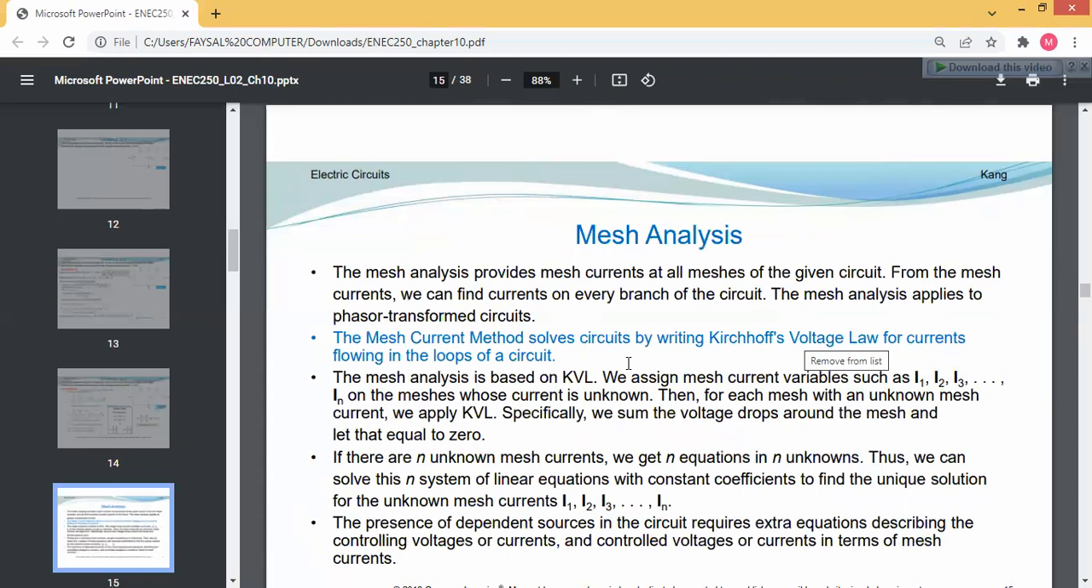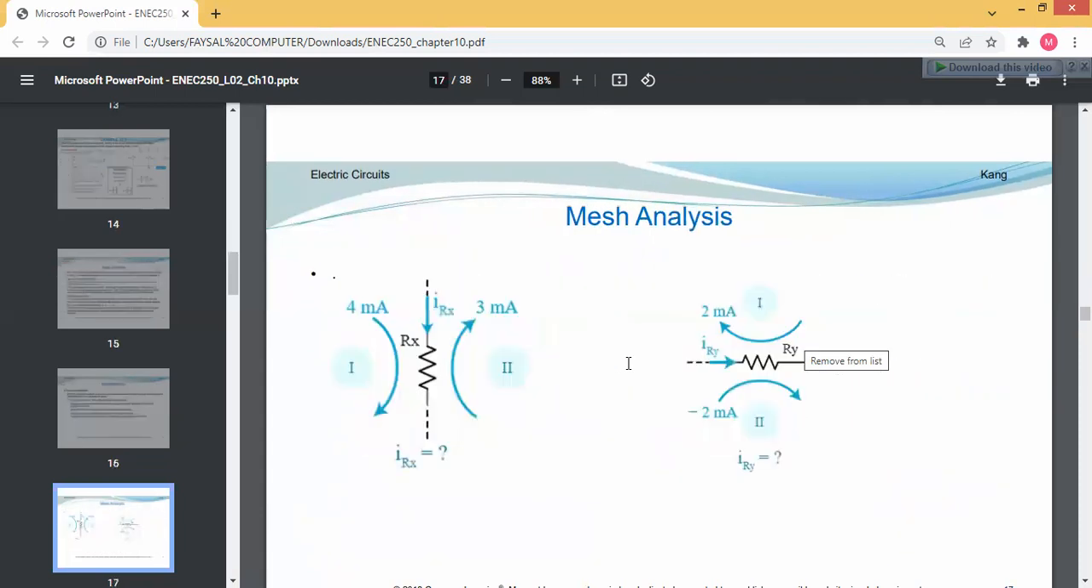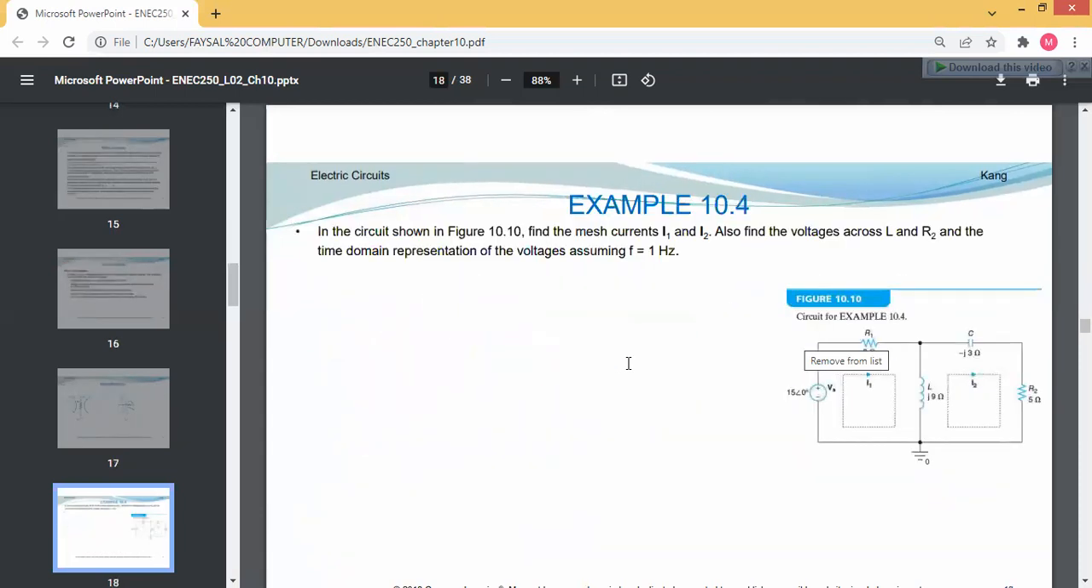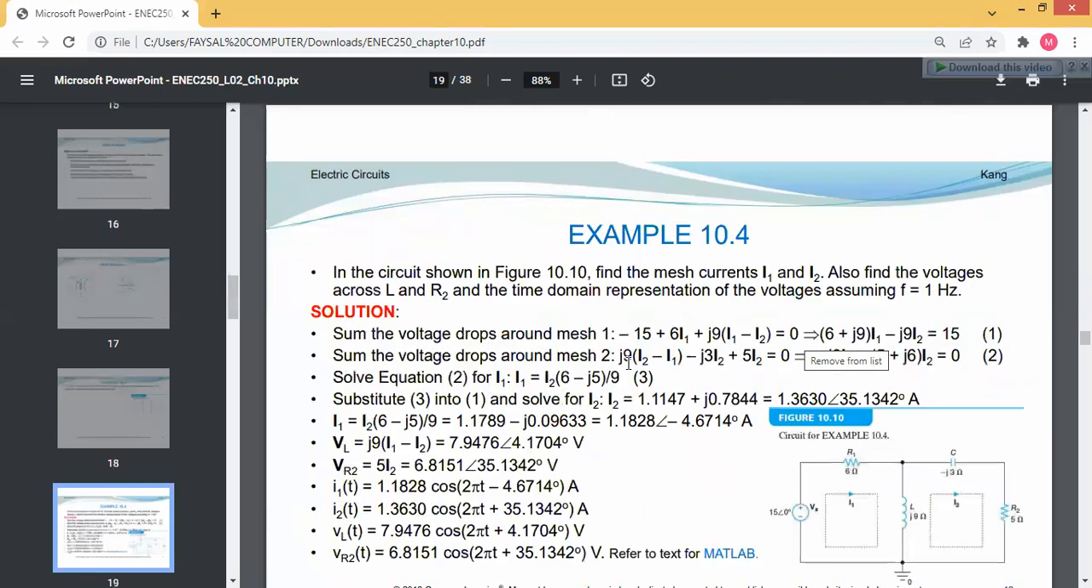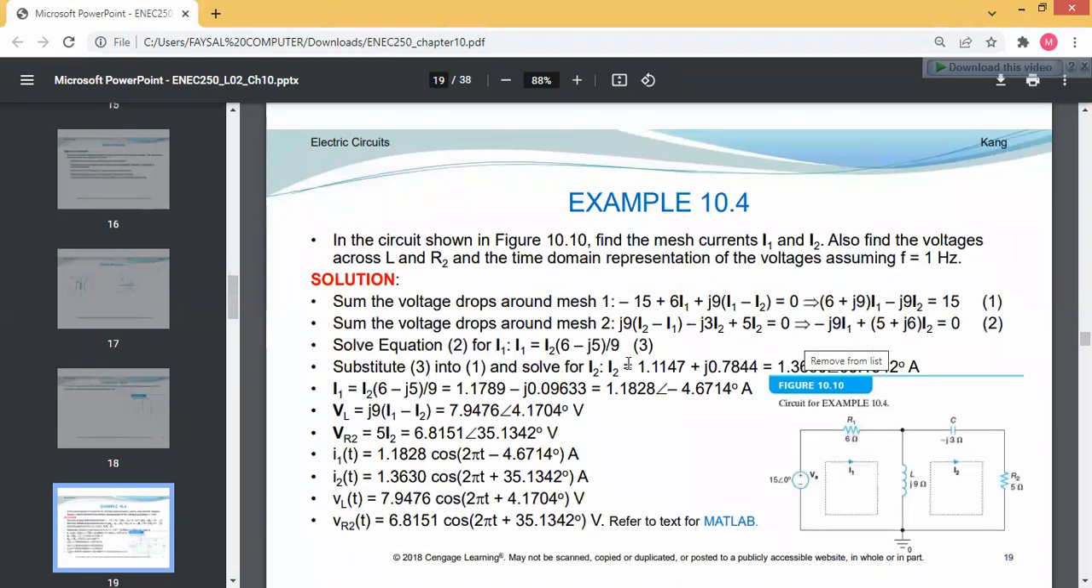Now the next is my mesh analysis. So this is example 10.4. In the circuit shown in 10.10, find the mesh currents I1 and I2. Also find the voltage across L and R2 and the time domain representation of the voltage on F equals to this one.